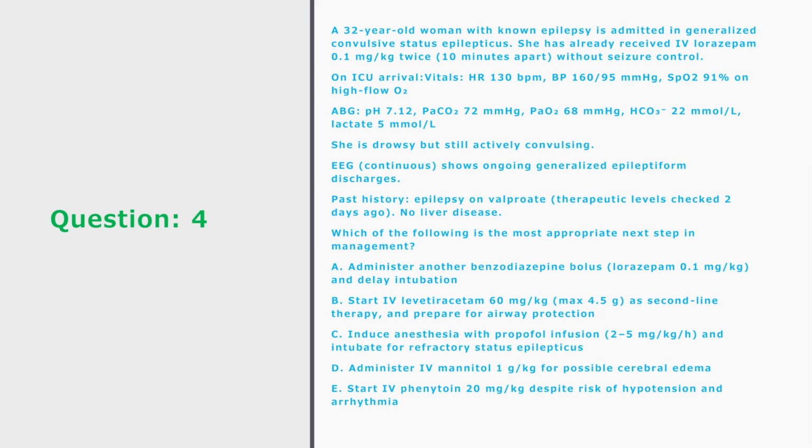C. Induce anesthesia with propofol infusion, 2 to 5 mg per kg per hour, and intubate for refractory status epilepticus. D. Administer intravenous mannitol 1 gram per kg for possible cerebral edema. E. Start intravenous phenytoin 20 mg per kg despite risk of hypotension and arrhythmia.